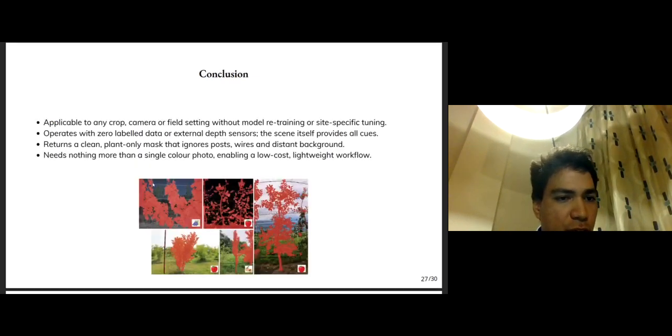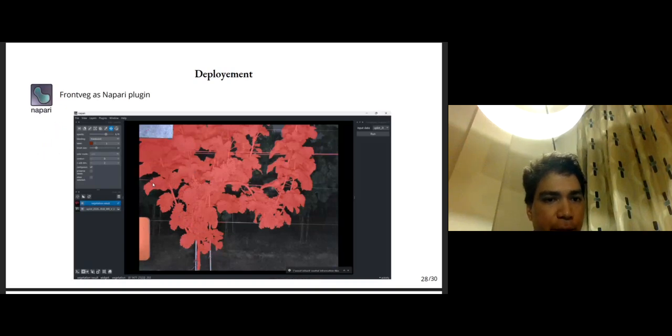To conclude, we have a generic method for any crop, any camera or field settings, without model retraining or site-specific tuning. We operated with zero labeled data or external depth sensor, so the scene itself provided all cues. We return a clean plant-only mask that ignores posts, wires, and distant background, and needs nothing more than a single color photo, enabling a low-cost, lightweight workflow. This method is deployed on MapAI, computer vision and image processing software, so it is available for everyone.